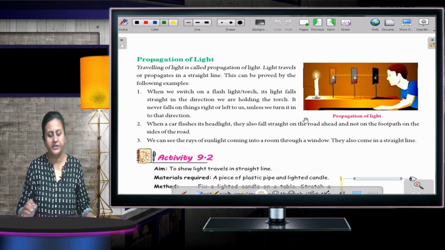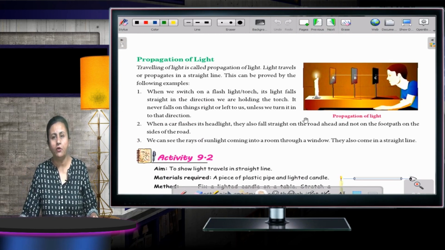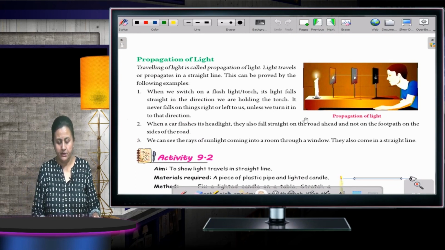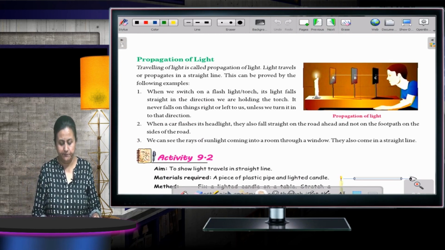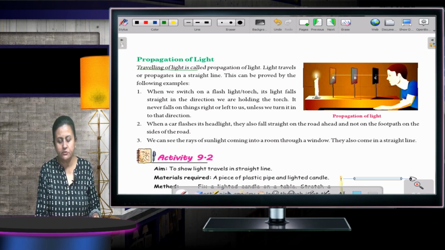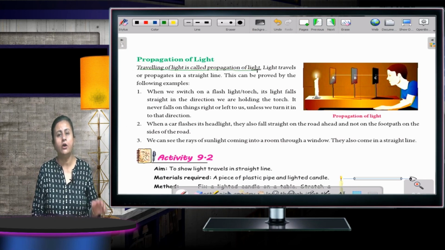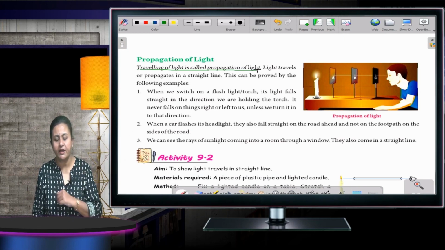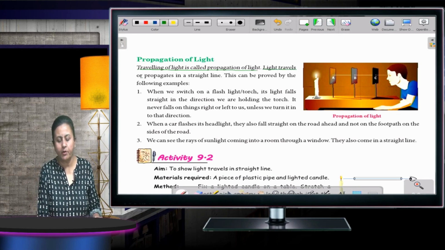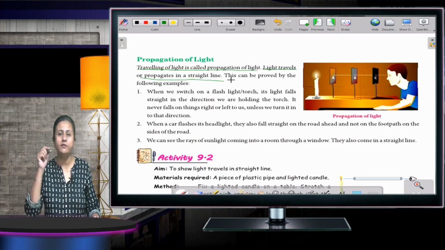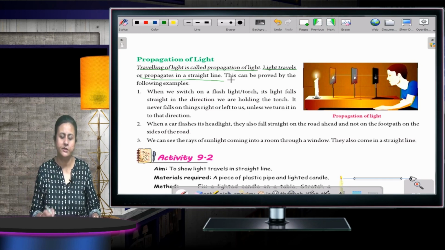Propagation of light. What is the meaning of propagation of light? The traveling of light is called propagation of light. It is about the way that light is traveling. Light travels or propagates in a straight line. Light always travels in a straight line. It will not go here and there. It will always move in a straight line.